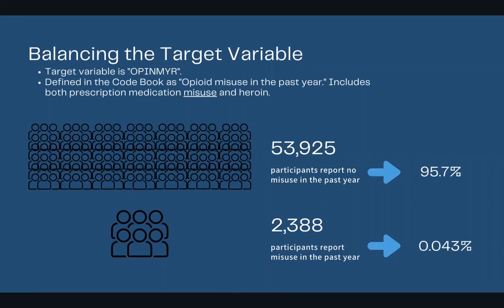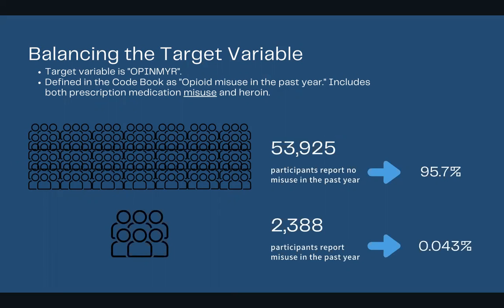Balancing the target variable. It took more time than it should have for me to settle on a target variable. I settled on this variable, OPINMYR, which is defined in the codebook as opioid misuse in the past year. This is a recoded variable and includes data from both heroin use questions and prescription misuse questions. It does not include data from prescriptions that were appropriately used.